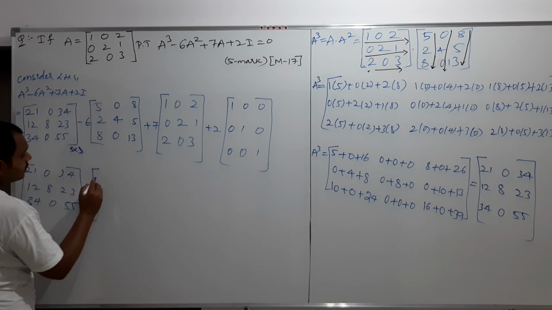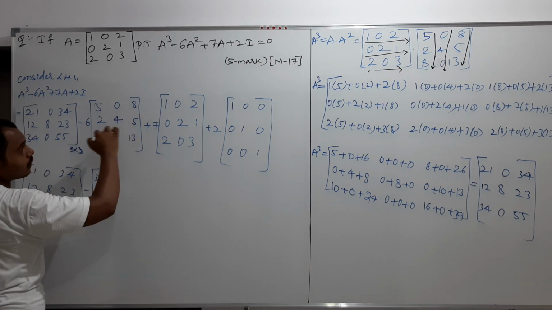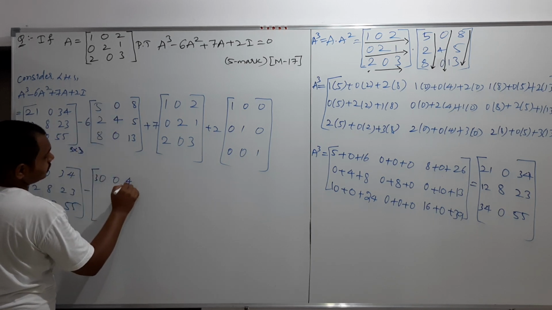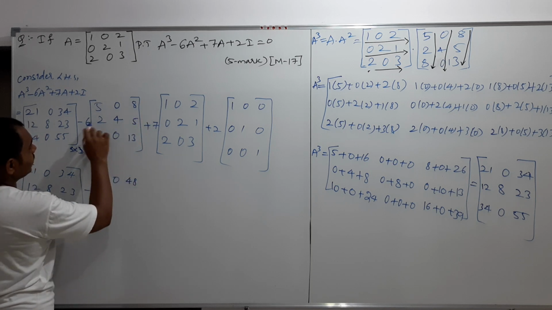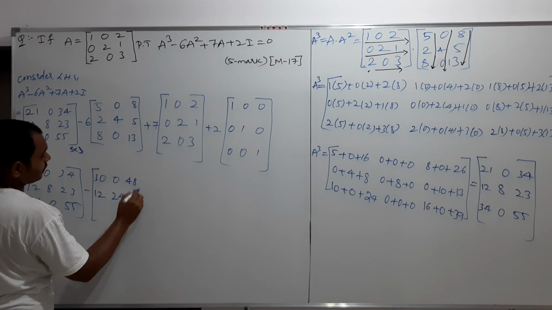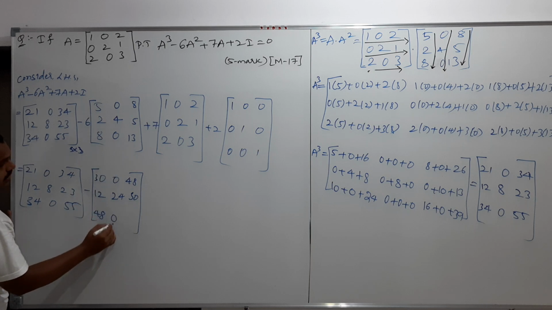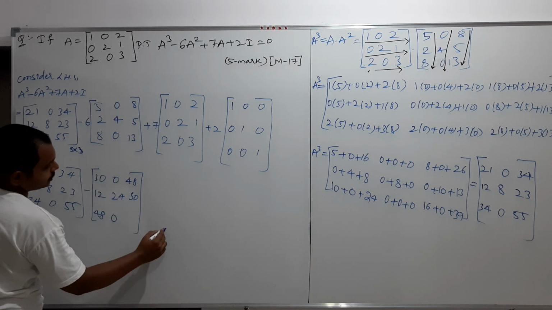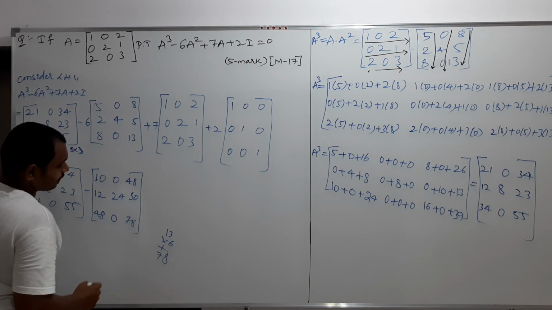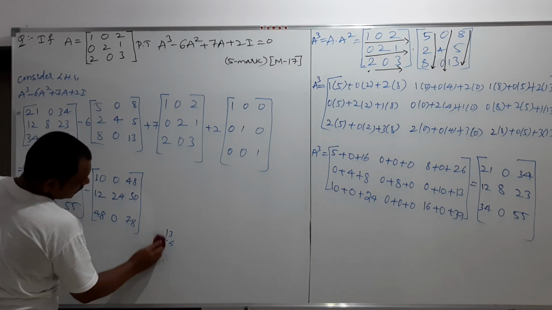6 5s are 30, 6 into 0 is 0. I am just multiplying every element of this matrix with 6. So here it is 6 8s are 48, 6 2s are 12, 6 4s are 24, 6 5s are 30. Clear? Next, 6 8s are 48, 6 into 0 is 0, 6 into 13 is 78. Clear?